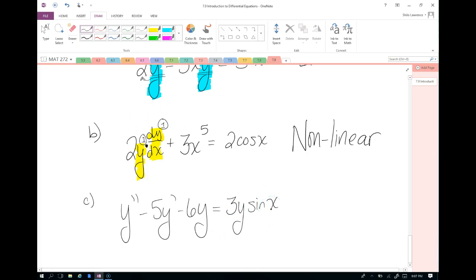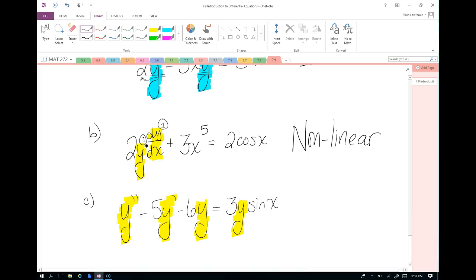I'm going to do two more examples. y double prime minus 5y prime minus 6y equals 3y sine x. So if you look through and find all of your y's, make sure all of them individually are linear and that none of them are being multiplied together. So individually they are all linear. None of them have a power written. None of them are inside of any nonlinear functions. So they're all power 1.